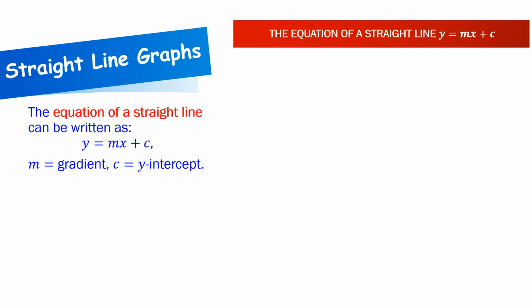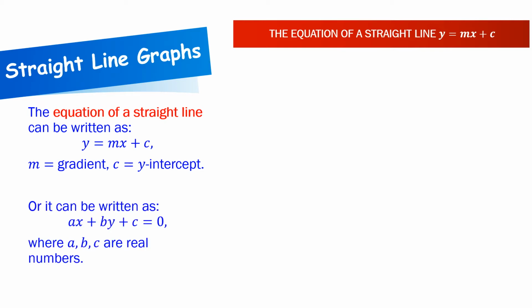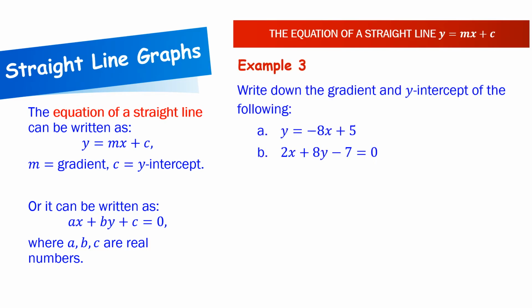The equation of a straight line can be written as y equals mx plus c, where m is the gradient and c is the y-intercept. Or it can be written as ax plus by plus c equals 0, where a, b and c are real numbers. We will now proceed to find the values of the gradient and y-intercept for the equations shown in example 3. Let's begin with example 3a.